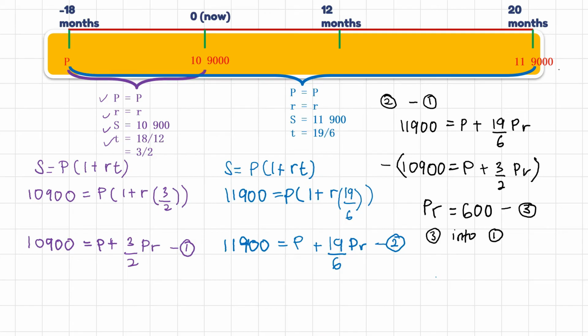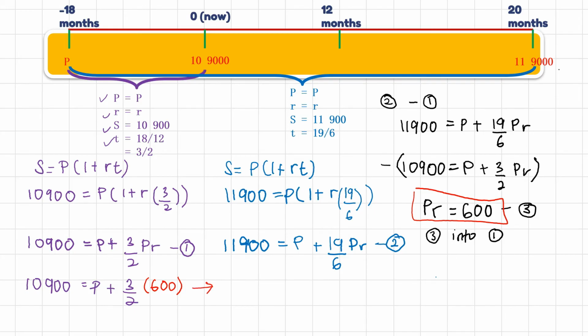If you put PR equals to 600 inside equation 1, it will become 10,900 equals to P plus 3 over 2 PR equals to 600. Substitute PR equals to 600 since we already get P times R equals to 600. So we just substitute the value of PR inside equation number 1. Therefore, from here, we should get the value of P.